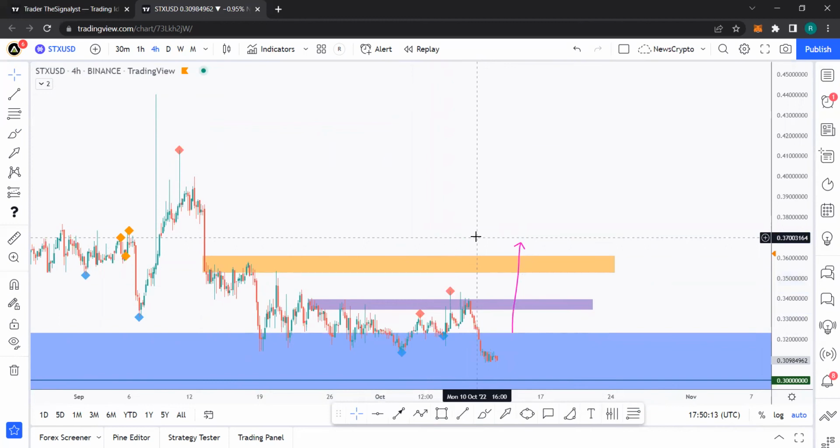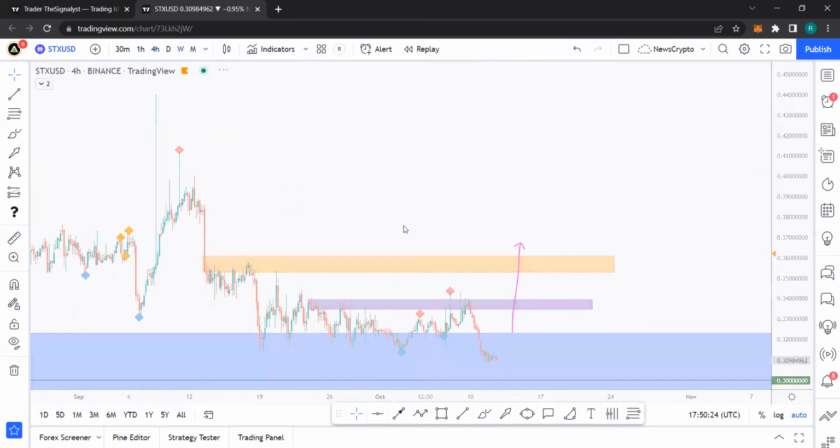No matter how strong a support is, no matter how strong the overall trend or the rejection is, always wait for the bulls to take over before you jump in.